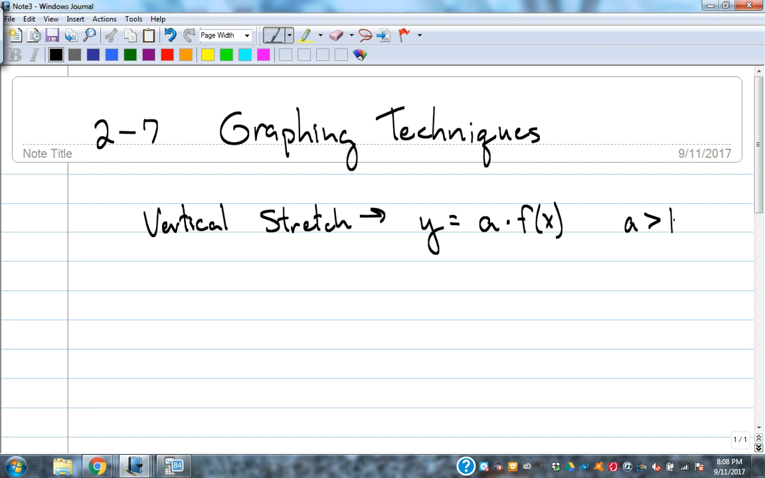And if it's a stretch, that number is going to be bigger than 1. Okay? But it's on the outside. The key we've got to get here is vertical things happen on the outside. Vertical things happen on the outside. Say that again. Vertical things happen on the outside. Vertical stretches, shifting something vertically up and down, vertical compressions all happen on the outside. If that number in front is bigger than 1, it's a vertical stretch.